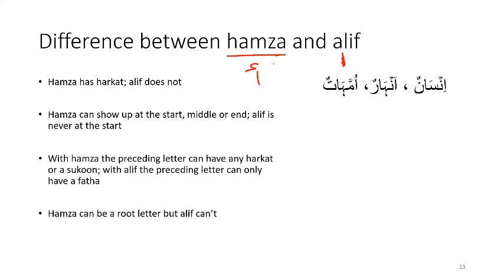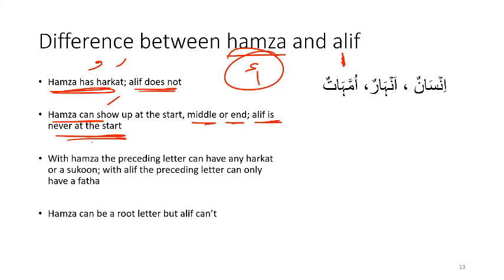One reason for understanding this distinction is that many of our irregular words involve the use of Hamza. So the first difference between Hamza and Alif is that a Hamza will have a harkat. Harkat would mean that it either has a fatha or a kasra or a dhamma, whereas an Alif does not. So I will give you these 4 points and then I'll illustrate them using some examples. A Hamza can show up anywhere. So a Hamza could be at the start of a word, in the middle, or at the end. An Alif, however, is never at the start.